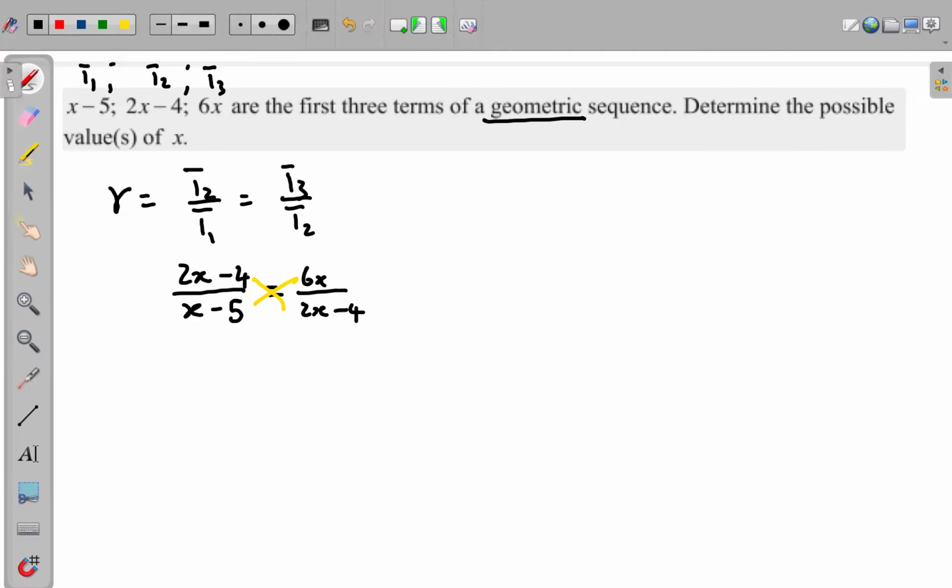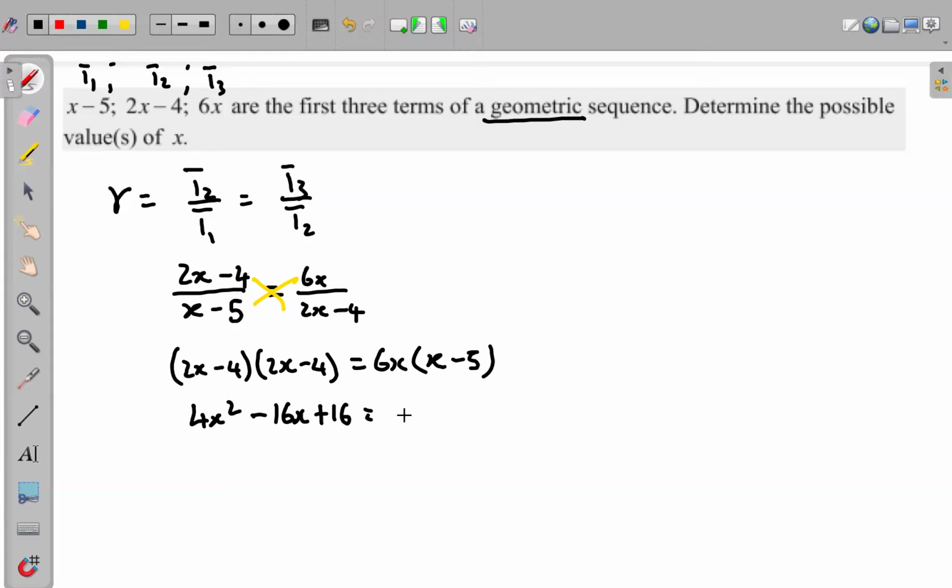So there we go, we cross-multiply. We're going to multiply 2x minus 4 by 2x minus 4, and then we're going to multiply 6x by x minus 5. Now the left-hand side is your basic FOIL. That is 4x squared, please be careful there. 4x squared minus 8x minus 8x is minus 16x, and I'll have a plus 16, and then this will become 6x squared minus 30x.